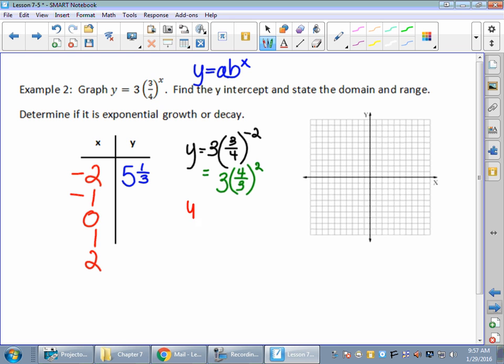Plug in a negative 1. Y equals 3 times 3/4 to the negative 1. Well, I know that's going to be 3 times 4/3 to the positive 1, so I'm going to get a 4 for that answer.